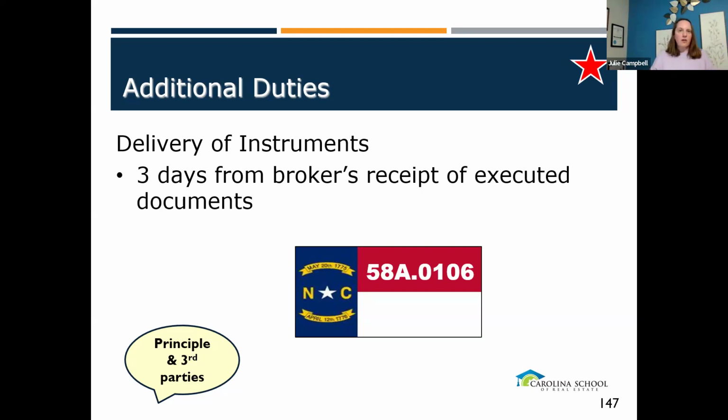Fast forward, we go under contract. I now have contract paperwork. I have 3 days to send them a copy from the day I receive it. Fast forward one more time, we're going to closing, which means we have closing paperwork. I have 3 days to make sure that I deliver those to my clients. We have 3 days, and note that word says deliver.